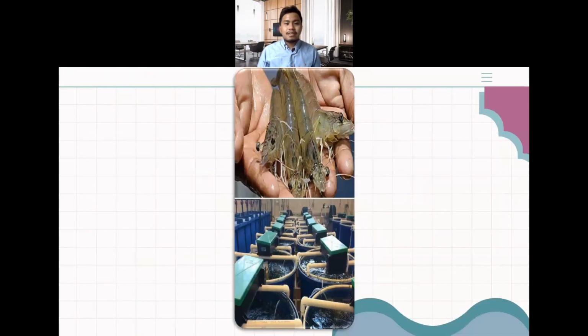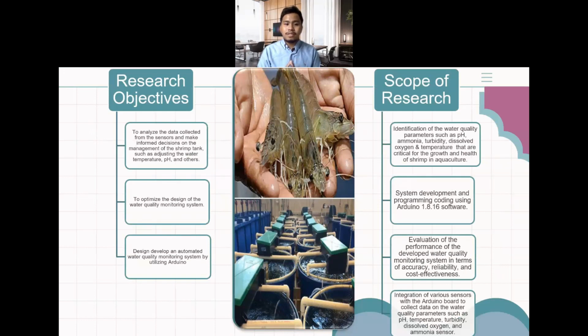Okay, the next slide is about the research objective and scope of research. So we see the research objective. First is to analyze the data collected from the sensor and make informed decisions on the management of the shrimp tank, such as adjusting the water temperature, pH, and others. Second is to optimize the design of the water quality monitoring system. Third is to design and develop an automated water quality monitoring system by utilizing Arduino.